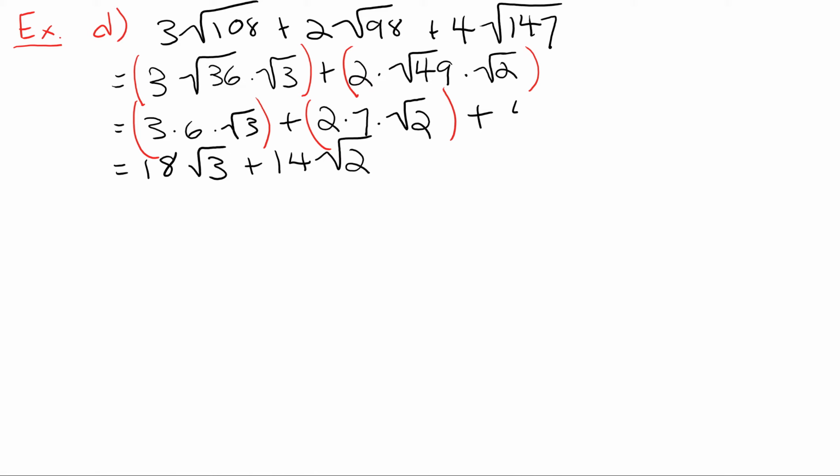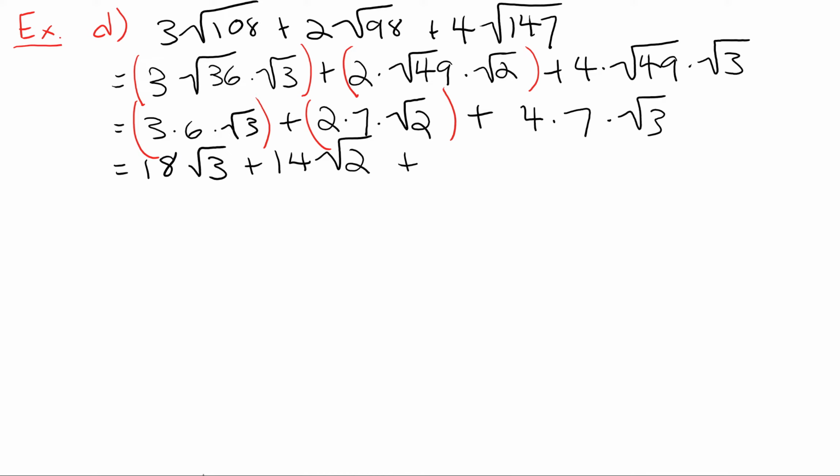I'm going to write 4 times root 49 times root 3. Sorry, I'm losing my train of thought, apologies. So then I'm going to simplify that. I know that root 49 is 7, so I'm going to say 4 times 7 times root 3, and I'm going to add that to the other mixed radicals I have, and I'm going to get 28 root 3.